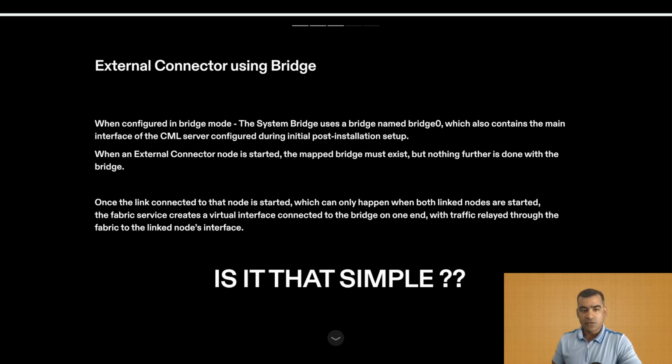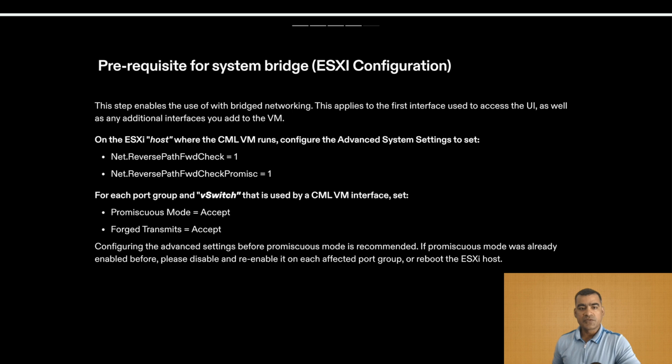I tried that and it was not working, so I had to do some more digging, and this is what I found. There are some prerequisites for system bridges, and we are focusing on an ESXi configuration. That means you have deployed your CML on an ESXi server. So what do you need to do? You need to do two things. The first is, on the ESXi host where your CML VM is running, configure the advanced system settings and enable two parameters. Net.ReversePathForwardCheck, set it to 1. Net.ReversePathForwardCheckPromisc, set it to 1. And you have to go in this order.